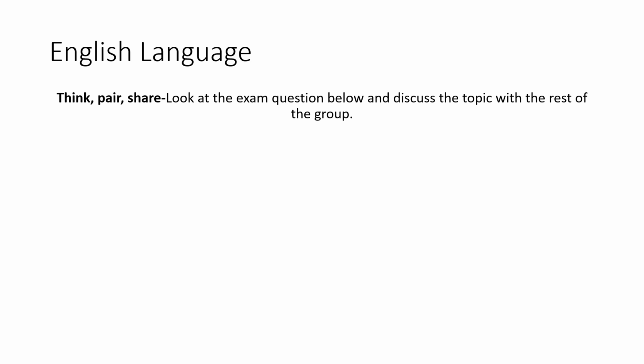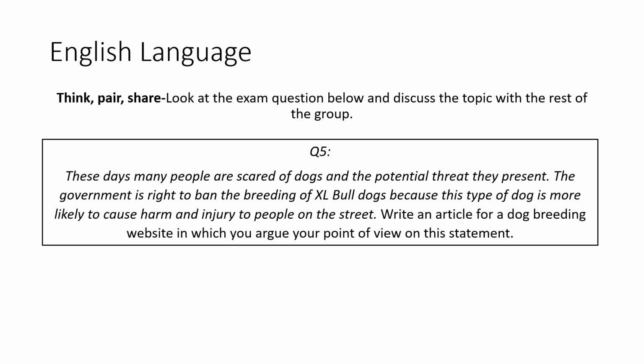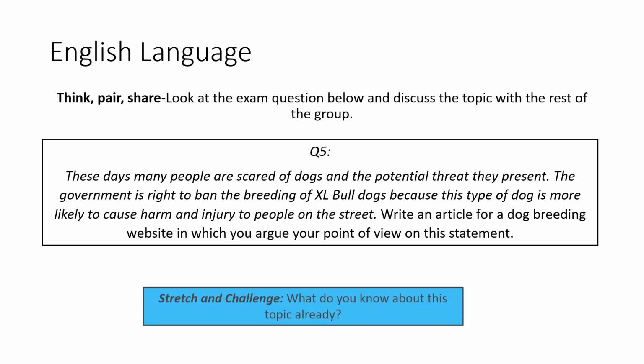Think, pair, share. Look at the exam question below and discuss the topic with the rest of the group. So what we have here is a very typical kind of question that you might get for your Paper 2 Question 5. It says, these days, many people are scared of dogs and the potential threat they present. The government is right to ban the breeding of XL bulldogs because this type of dog is more likely to cause harm and injury to people on the street. Write an article for a dog breeding website in which you argue your point of view on this statement.